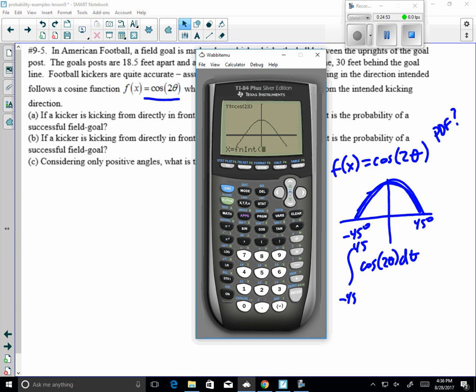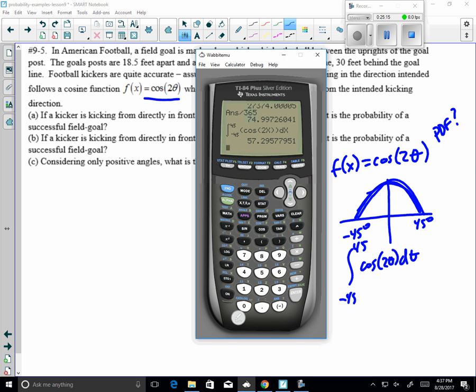So let's do Math 9 here. Actually, let me get out of there, and then we'll do Math 9. We're going to go from negative 45 degrees to positive 45 degrees, and then we'll put cosine 2 times the variable x. I need to close the parentheses here. Okay, so that turns out to be 57.29, right?